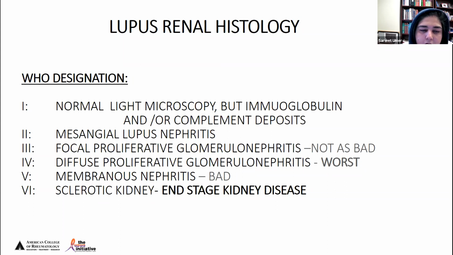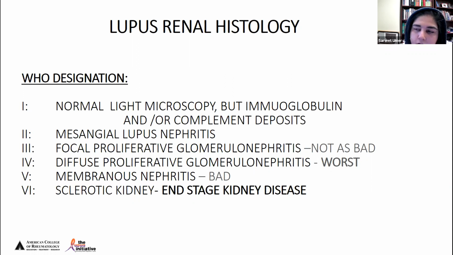The worst one is the diffuse proliferative glomerulonephritis. These are the patients who have very bad disease with lupus. And if we are not treating them very aggressively with immunosuppression, these patients end up on dialysis. Class 5 is membranous lupus nephritis. That is also not as aggressive as proliferative lupus nephritis, but we have seen progression from class 5 to class 4 if the patient is not treated in the right manner.